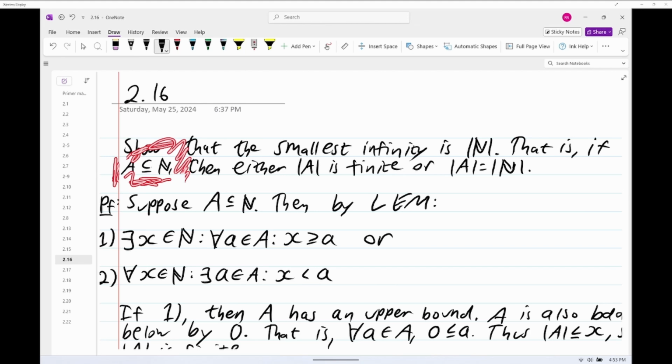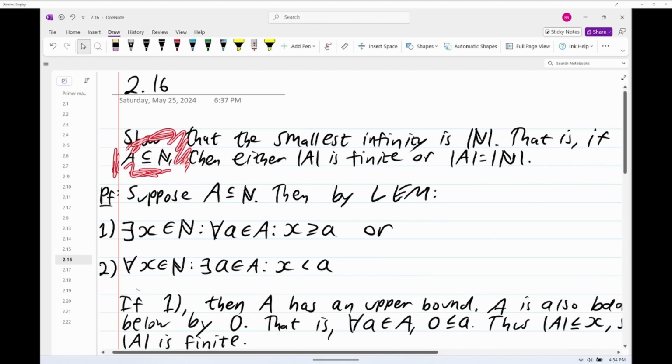Okay, let me maybe put this to you a different way. Either there is a natural number that's bigger than everything in A, or every time I try to claim that some element of the natural numbers is bigger than everything in A, I'm wrong. That is, for every natural number X, there exists an element of the set A such that X is smaller than A. So yeah, either there's a biggest element or it's infinite.